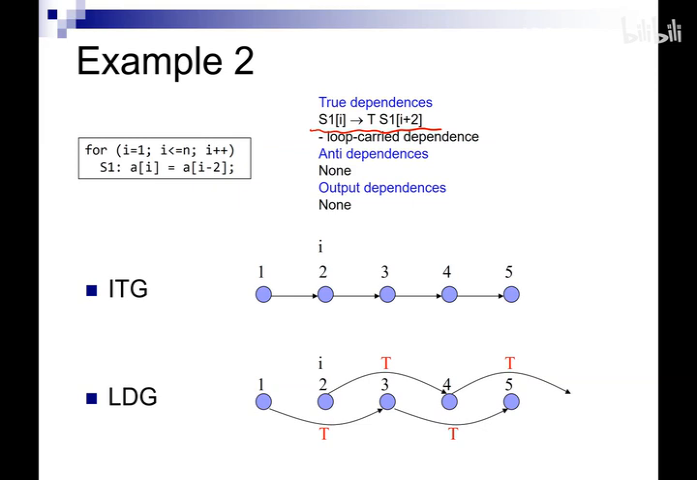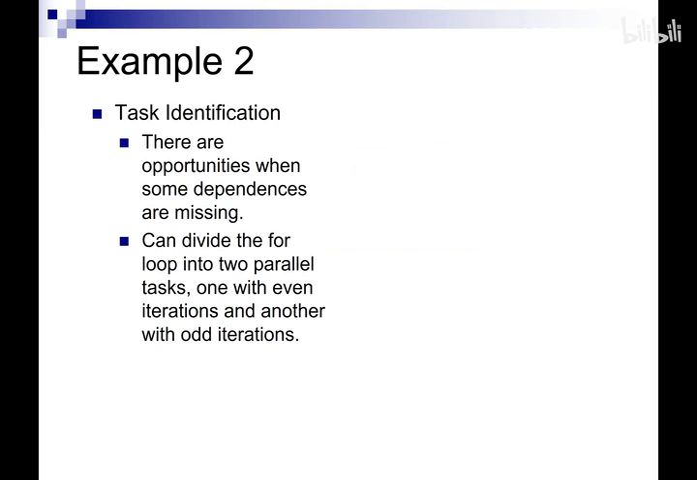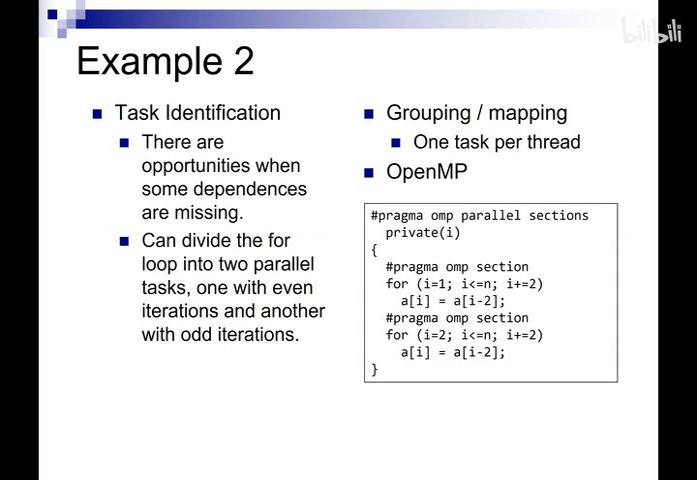And now we said that the tasks are basically going to be the connected components of this LDG. So we see that we have two tasks: one for all of the odd iterations, and one for all of the even iterations. So we can get some parallelism because at least we don't have any dependencies between the odd and the even iterations. And therefore, we're going to form two tasks, right?